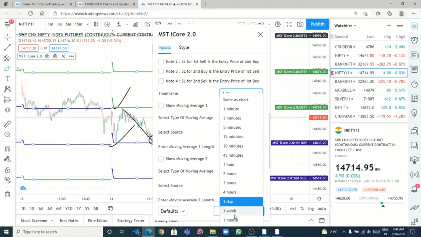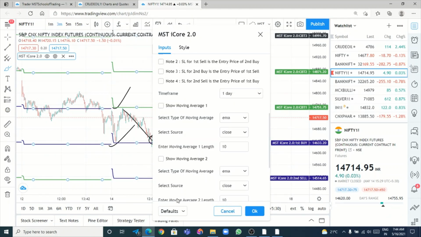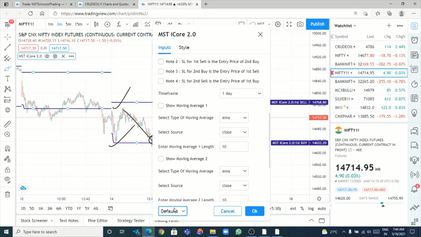Another thing we have given is the multi-time frame. How to use this multi-time frame? You can contact us, and we will teach you personally how to use it. By default, don't make any changes. If you change anything in the indicator, just go here and do reset settings.